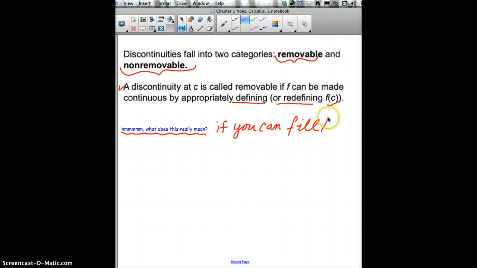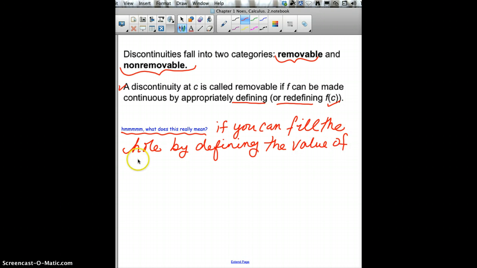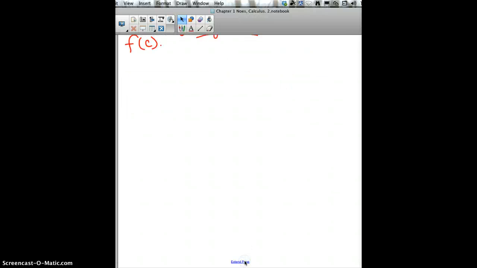Fill the hole just by defining the value of f of c. Again, without a graph, that's a little ambiguous. And again, it's defining or redefining, but I don't want to write that in there. So what I'm going to do here is extend the page, and we're going to talk about some that are removable and some that aren't.